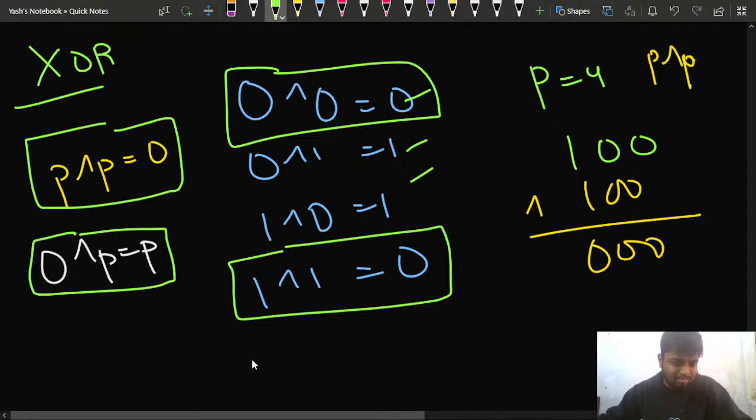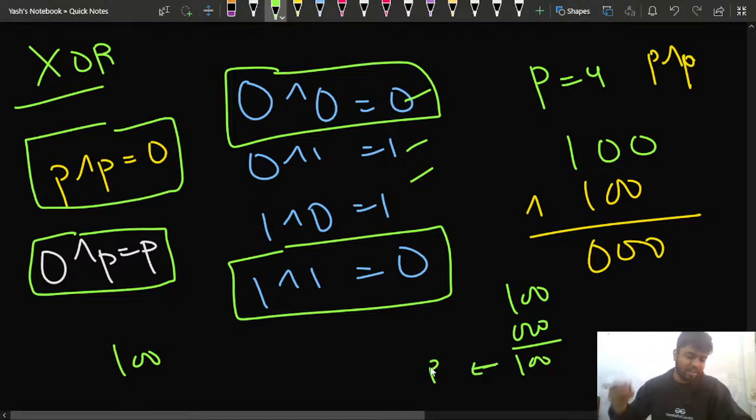So like if I have 4 100, right? If I had XORed it with 0000, that would give me 100, so it would remain the same, that is p, right? That's what happens. All of you can give me a quick plus one in the chat.